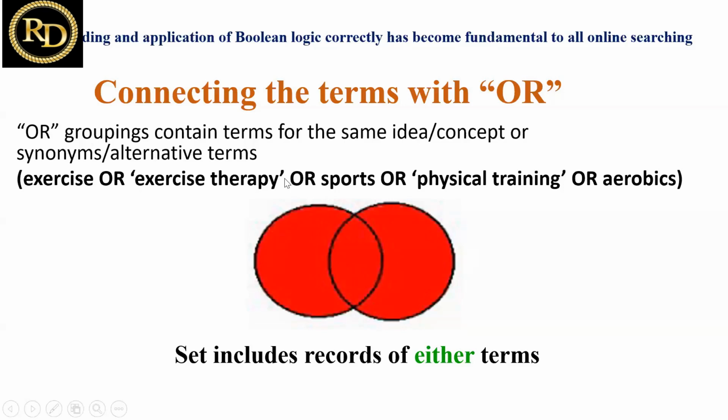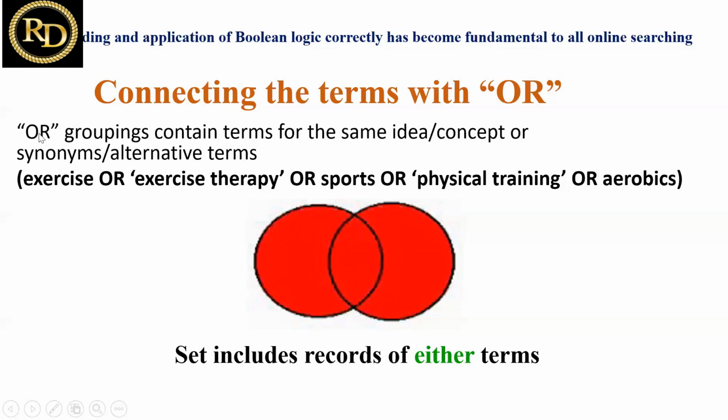It is called phrase searching. If you are not using these inverted commas, then what does the database do? The database will break your term into exercise and therapy. So if you want studies exactly on exercise therapy, as we have already used the term exercise, now you want exercise therapy, then you must use key terms within inverted commas for more than 2 words. Here also I have used physical training within inverted commas.